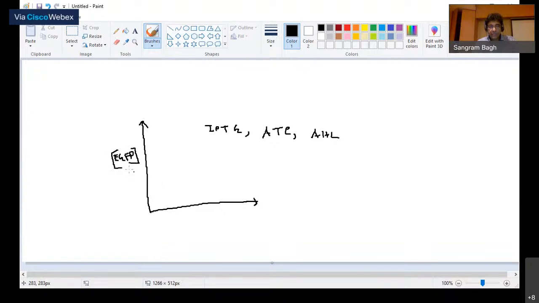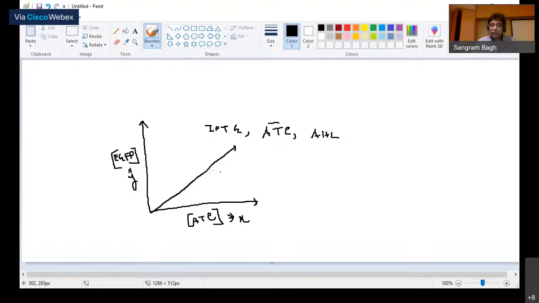Okay, that is in the y-axis. And in the x-axis, let's say I take this chemical, ATC, so the concentration of ATC is in the x-axis. One possibility is that if I start giving the ATC into the system, in the media, you will see that EGFP is increasing this way. This is a linear increase.